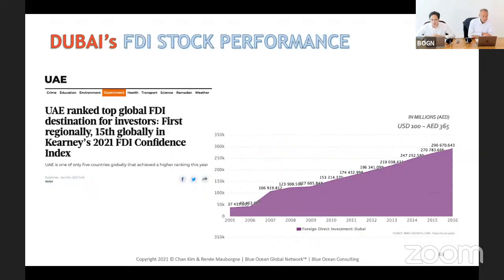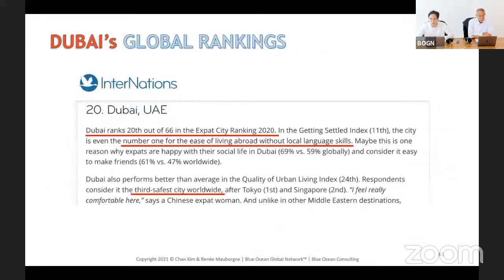You can see that this year, the UAE, which Dubai is a part of, has been ranked the top global FDI destination for investors. And its FDI stock has increased very steadily over the last 15, 16 years. Today, it is about 80 billion plus in FDI stock. Extremely good performance, and also in its global rankings for livability and its attractiveness to expats.